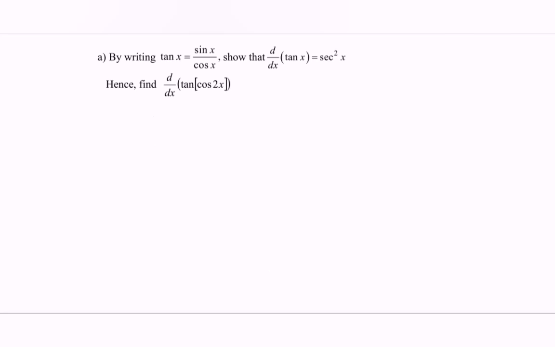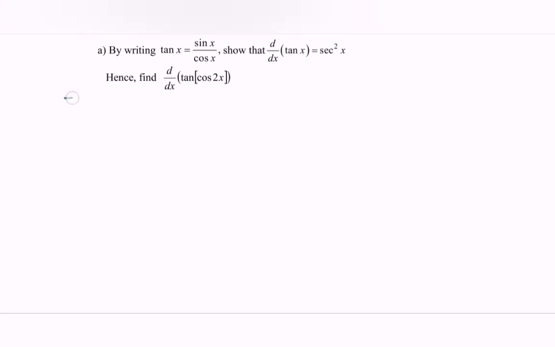Hello everyone, in this video I'm going to discuss the example for differentiation. A. By writing tan x equals sine x over cos x, show that the derivative of tan x with respect to x is equal to secant squared x. Hence, find the first derivative of tan of the angle cos 2x with respect to x.